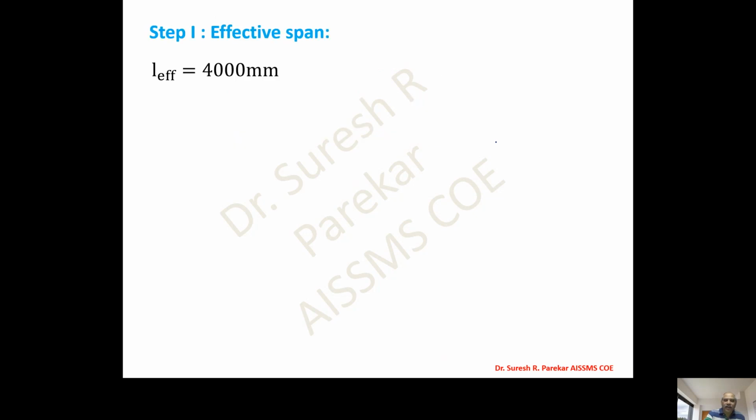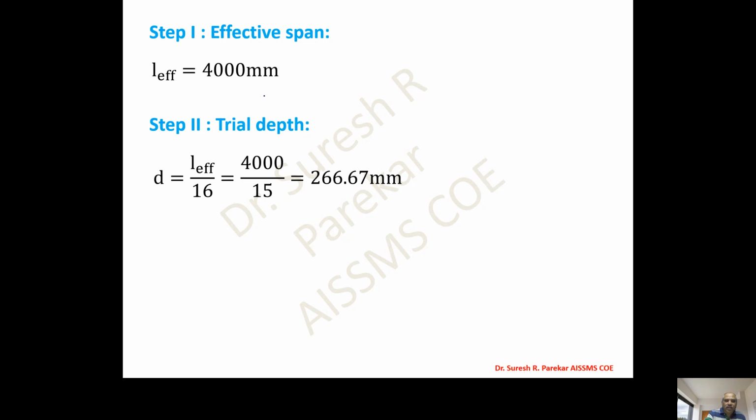Now the steps. We have the same effective span, L effective. In this we are going to consider L effective, that is 4000 mm as it is given. Then we have to go for trial depth. Now in slabs we use L effective upon D equal to basic L by D ratio into modification factor. But here we will not go for this, because from this we are going to get a depth that is less, and that depth will not satisfy your deflection and moment criteria.